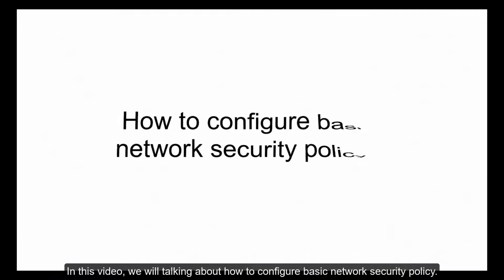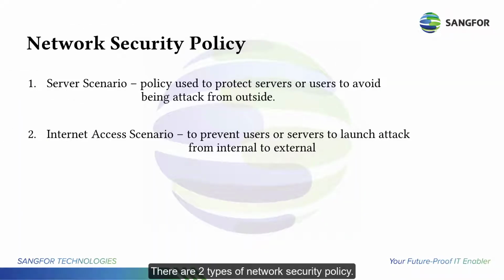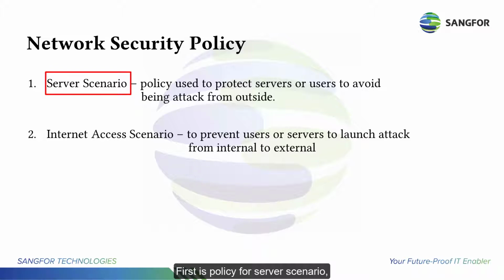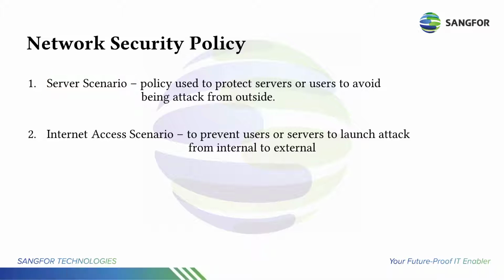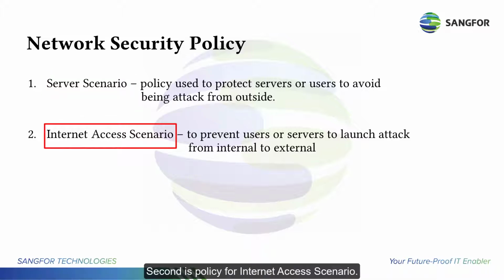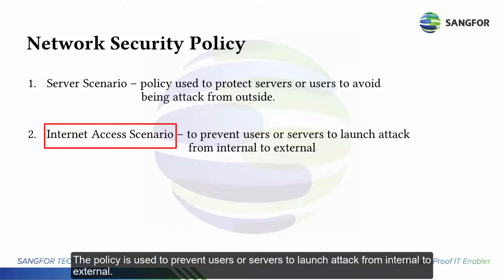In this video, we will be talking about how to configure basic network security policy. There are two types of network security policy. First is policy for server scenario. The policy is used to protect servers or users to avoid being attacked from outside. And second is policy for internet access scenario. The policy is used to prevent users or servers from launching attacks from internal to external.